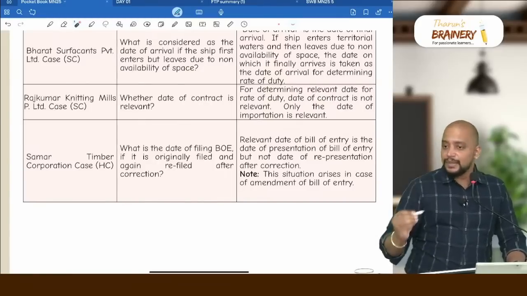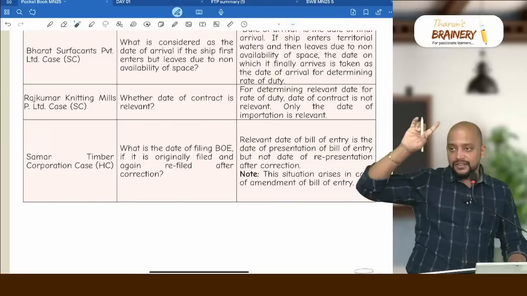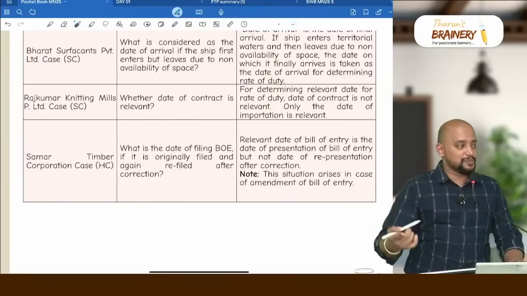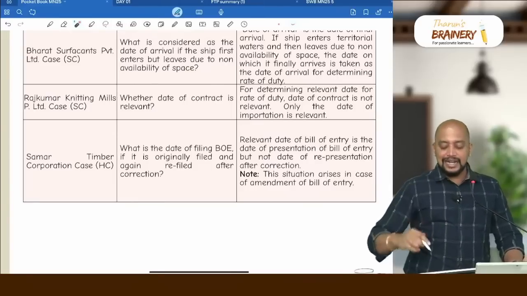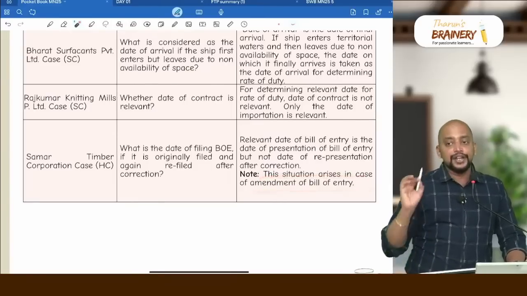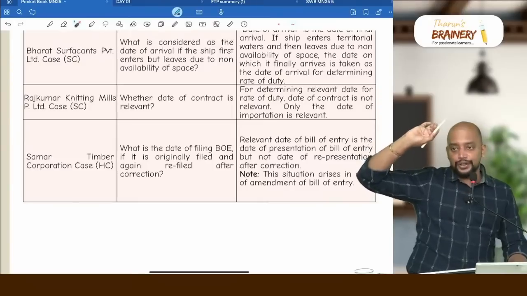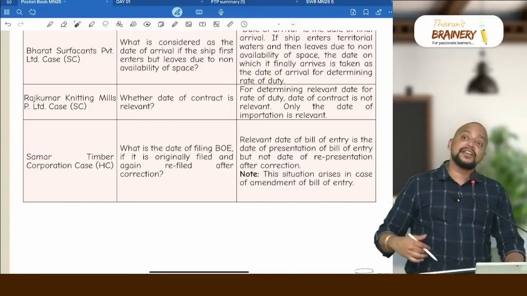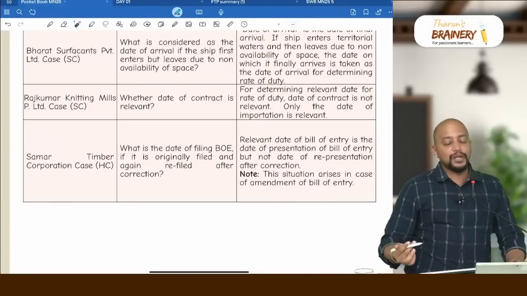If it is an amended bill of entry, the original bill of entry will be taken. If it is a fresh bill of entry, then we need to take the date of the fresh bill of entry. So in this case they are telling this is an amended bill of entry. Due to that reason the original bill of entry only will be taken, but only in the case when the bill of entry expires and there is a fresh bill of entry filed, that fresh bill of entry date only should be taken.